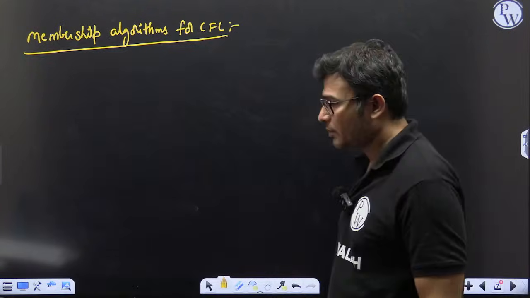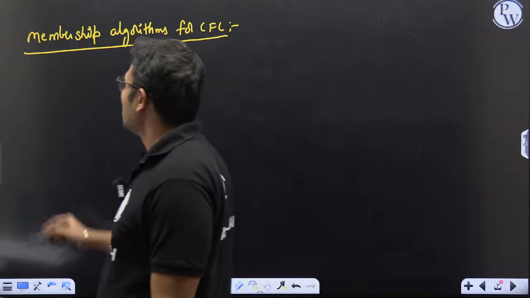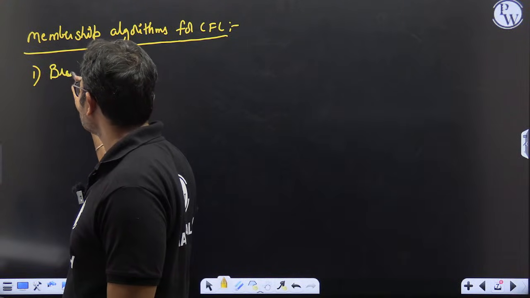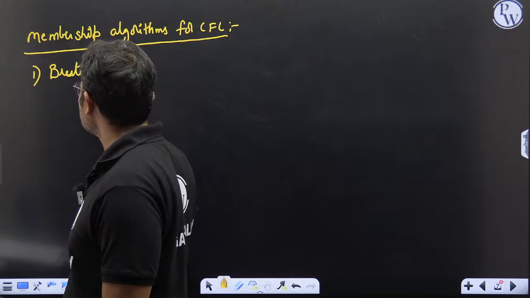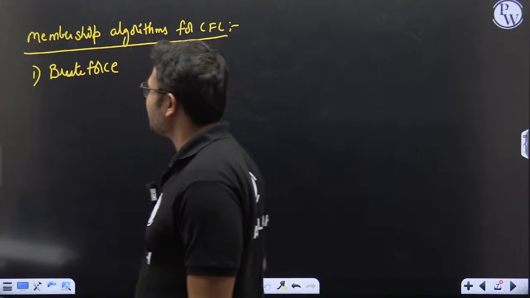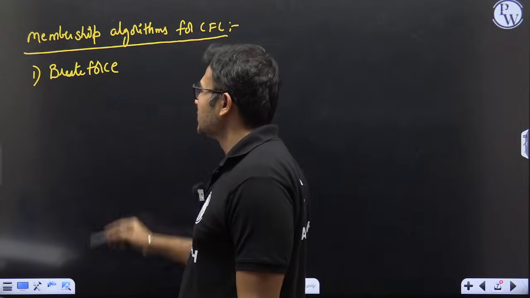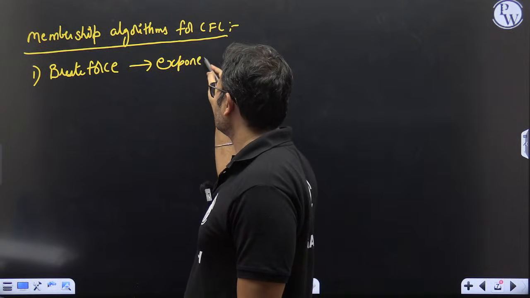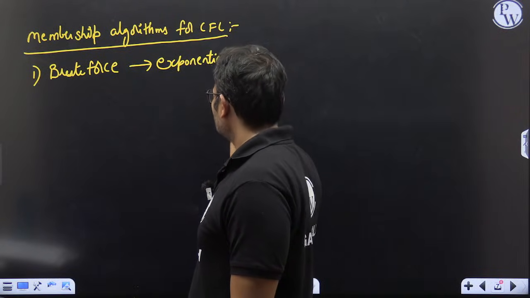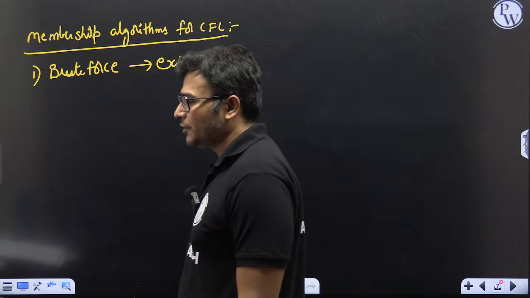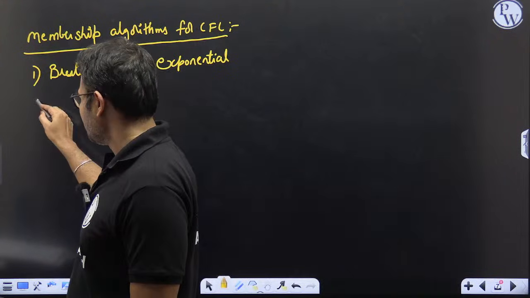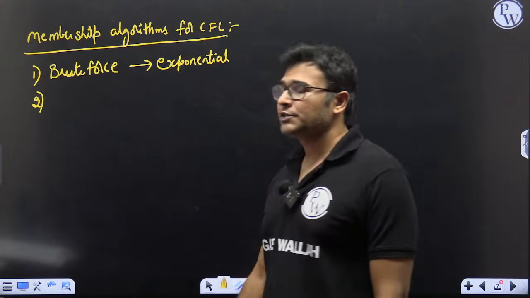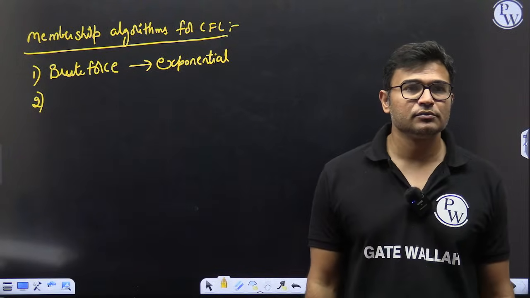Okay. Membership for CFL. Now, the first one is brute force. We are not going to use brute force because it is exponential time. This is an exponential time algorithm, right? And the second one, do you remember the membership algorithm that we discussed for context-free languages?